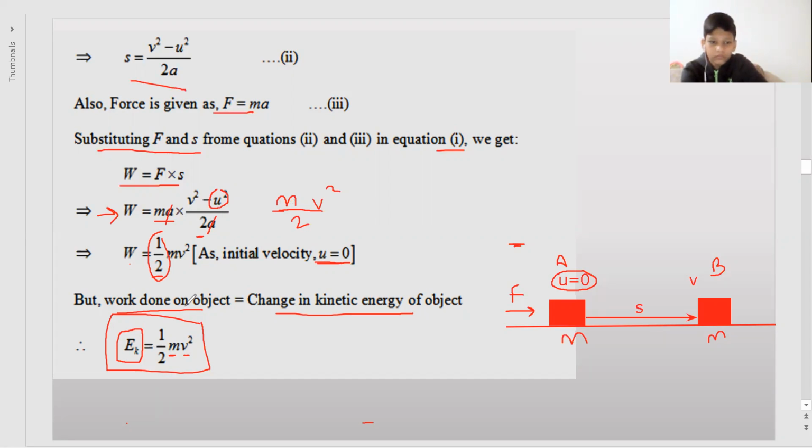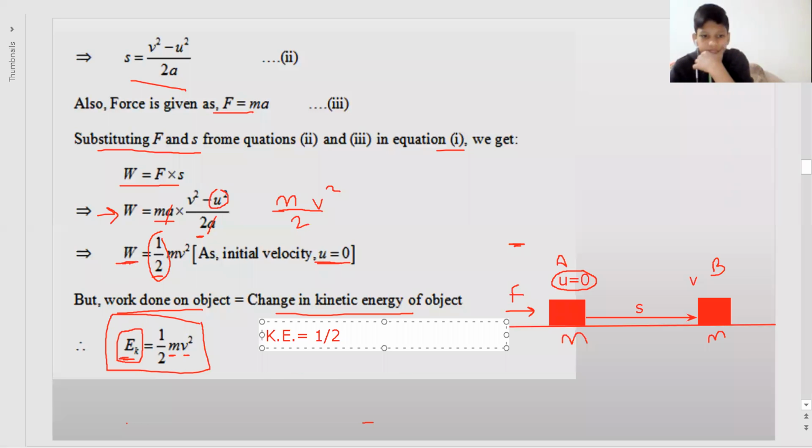And we know that work done is equal to change in kinetic energy. So work done, that is W, can be replaced by energy. So we finally got this formula, that is kinetic energy is equal to half mv square. It is also written like this: kinetic energy is equal to half mv square, with the square above the v. In this way also we can write, we can even write KE for this.